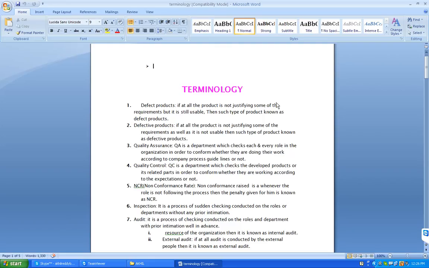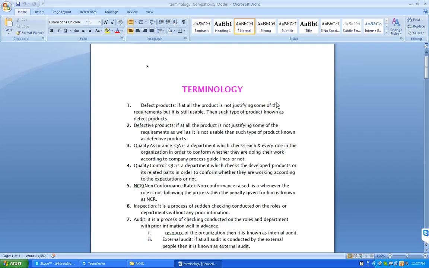Okay, next, NCR. NCR means non-conformance rate. Whenever working with any software company, if you do irreparable mistakes, each and every software company will give a penalty. That is called NCR. And next word, inspection. Inspection means without giving any prior intimation, they will come and do checking. They will not give any prior intimation well in advance. Directly they will come and do testing, checking on roles or departments.